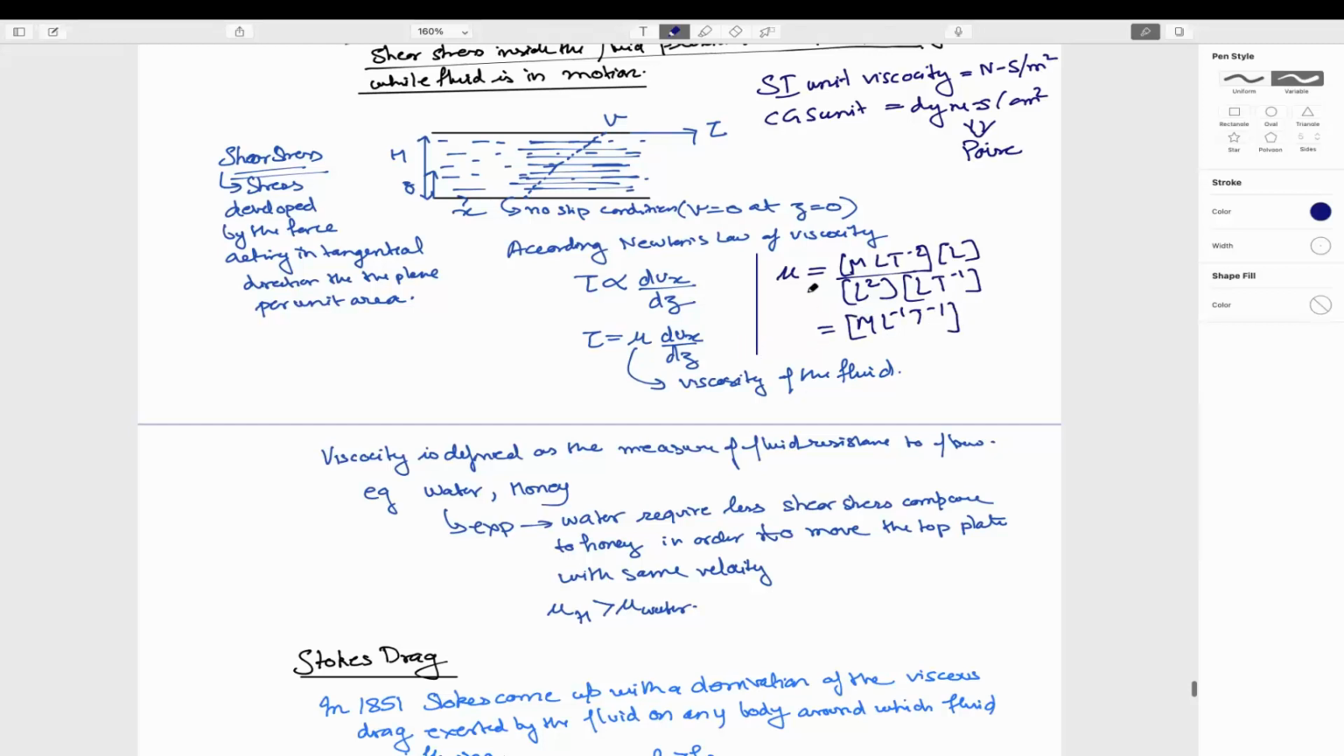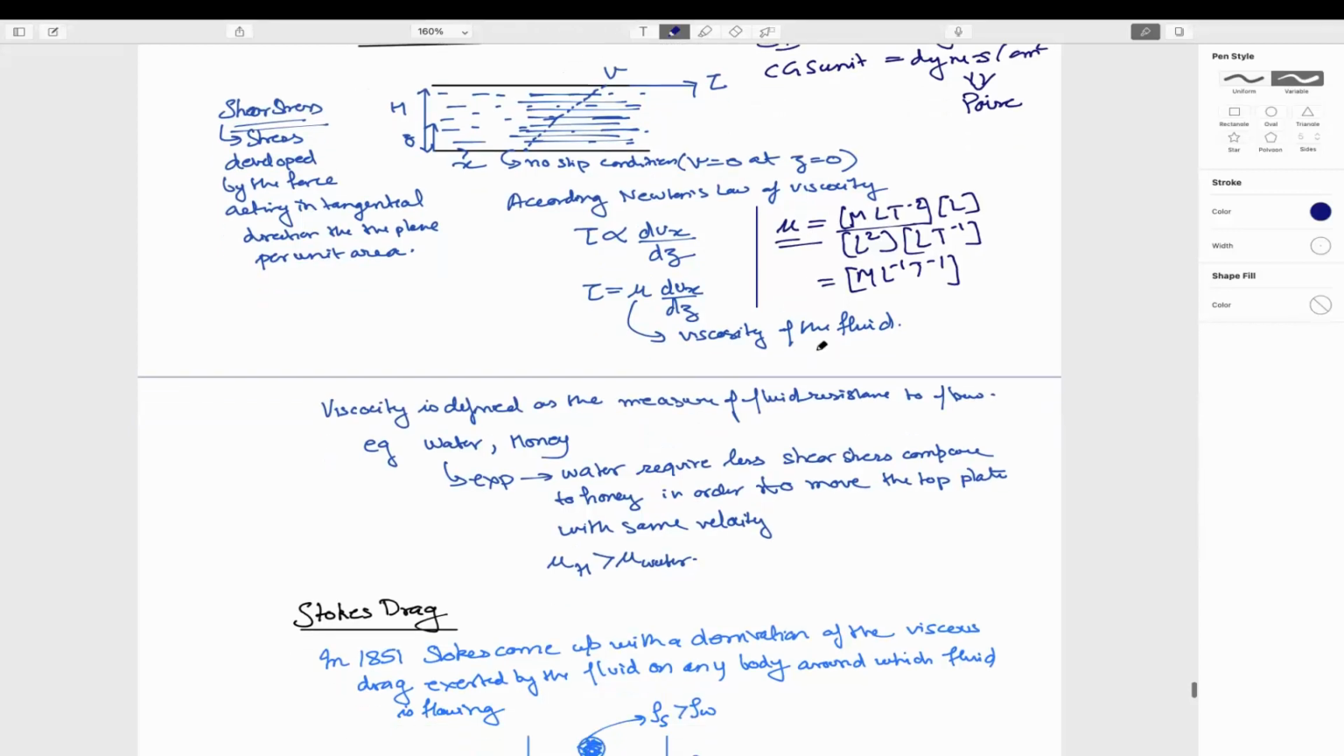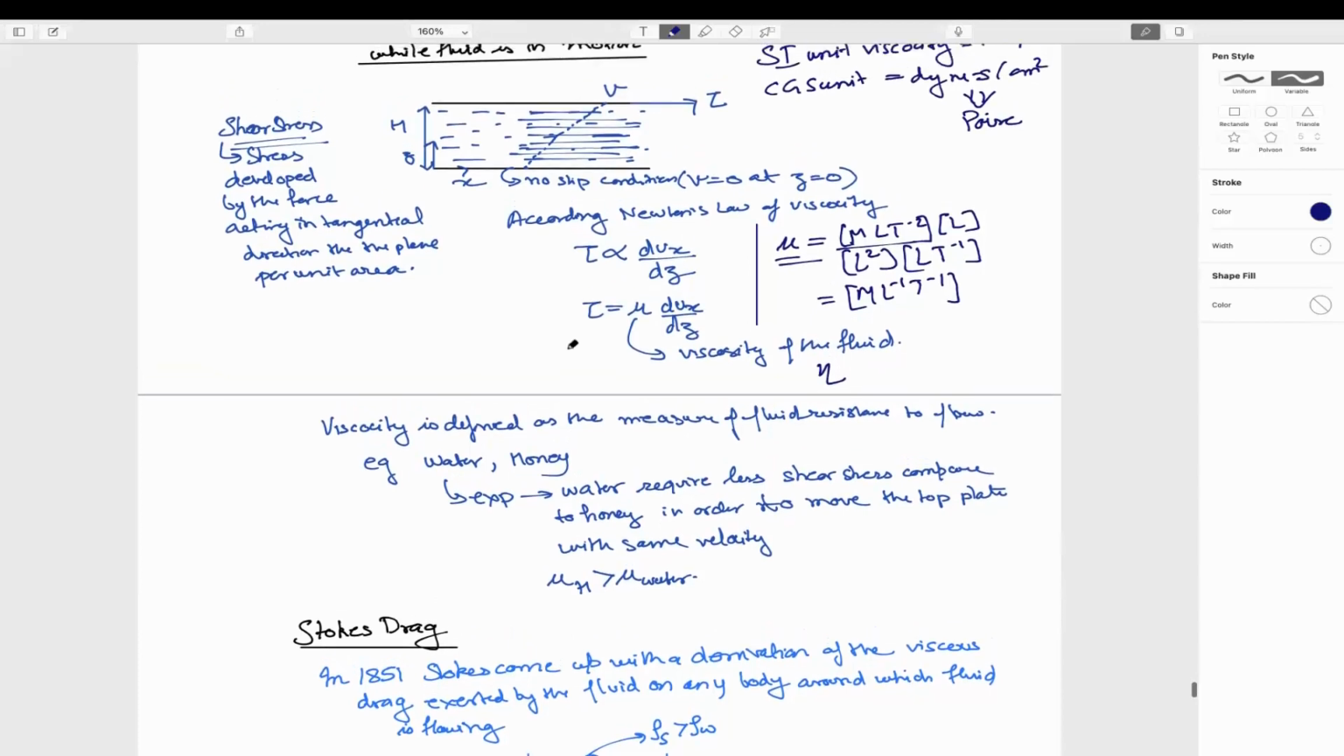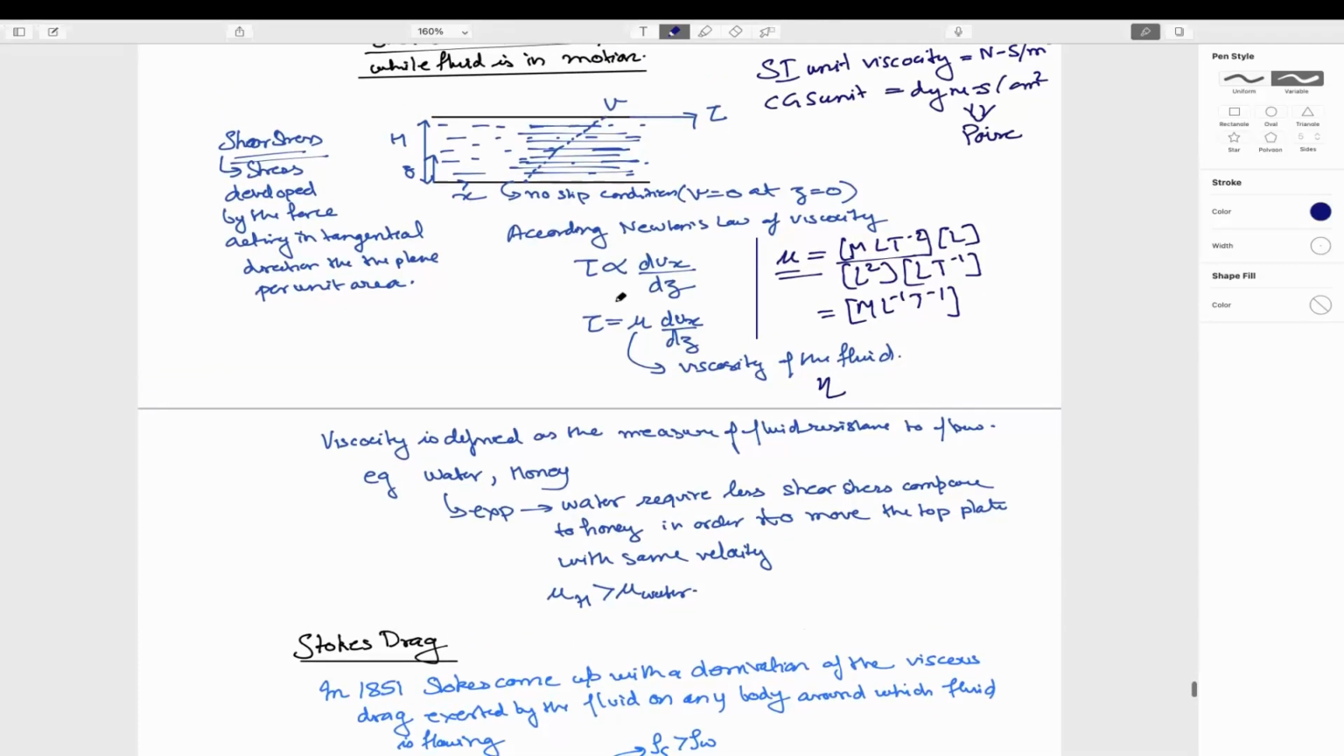Another thing that I want to point out is, here I am denoting the viscosity to be mu. You can also denote it with eta. Okay. And that's all.